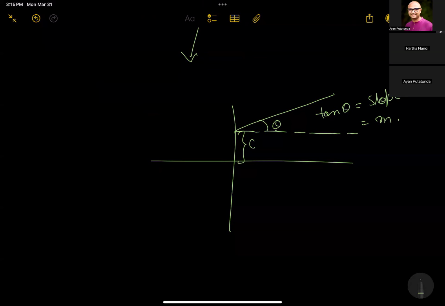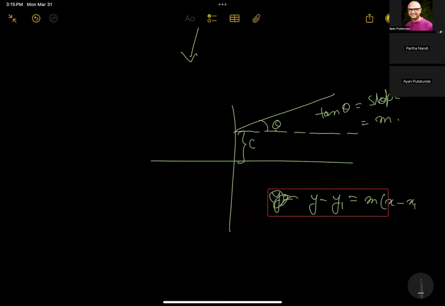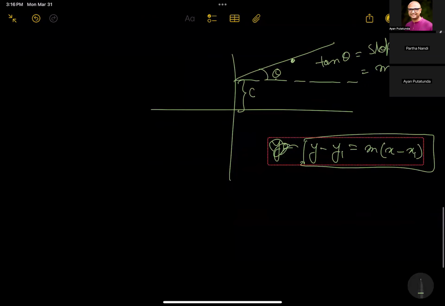There is something called the point slope form. It is the equation y minus y1 equals m into x minus x1. So if x1, y1 is a given point on the line, then the equation of that line can be formed by this equation. Here x and y are two generic variables, and x1 and y1 are the values which you are given.